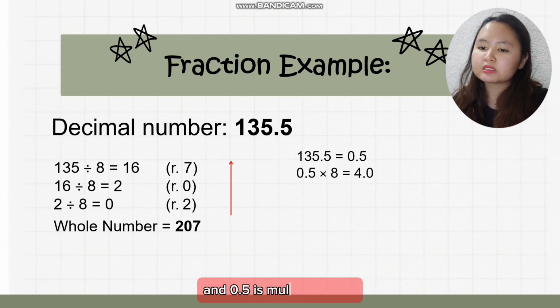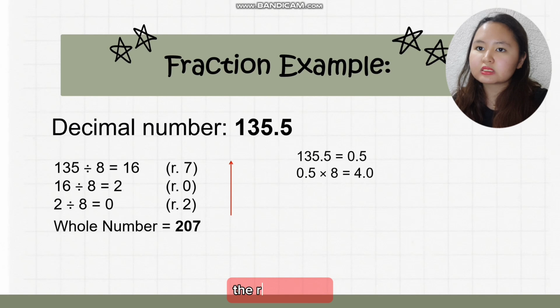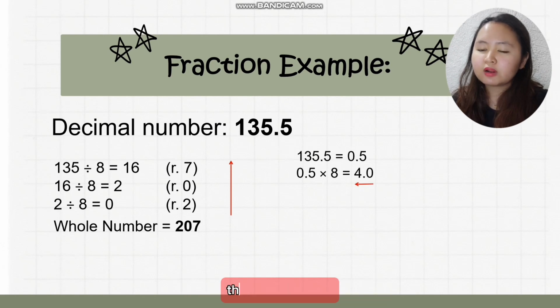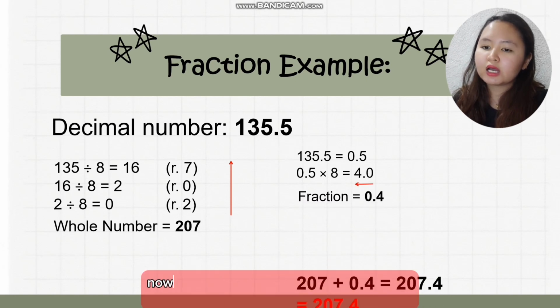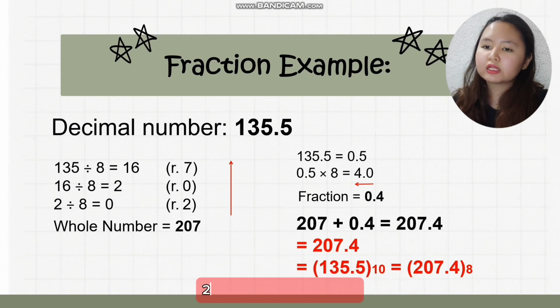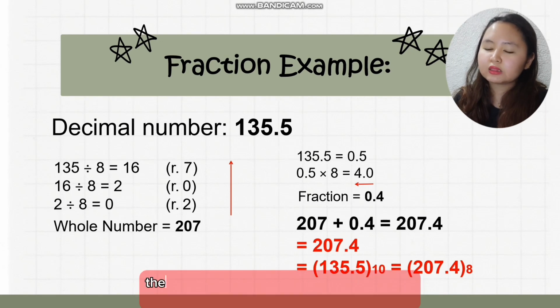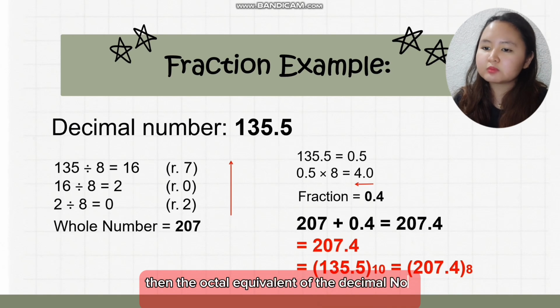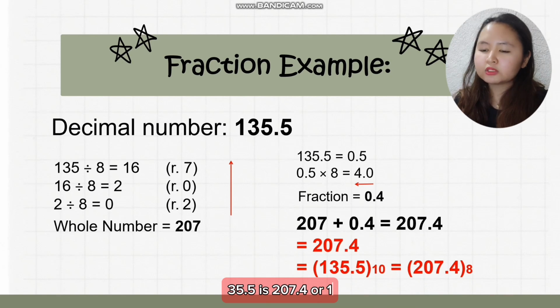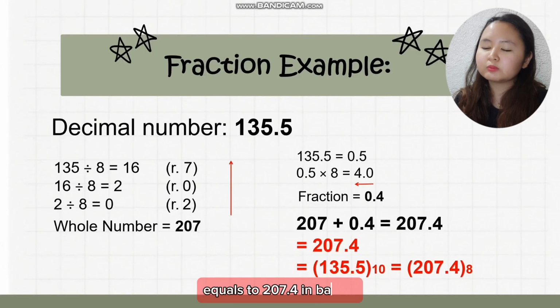0.5 multiplied by 8 is 4.0. No decimal part remains, so the fraction is 0.4. Now adding the fractional part to the whole number octal representation, 207 plus 0.4 equals 207.4. Then the octal equivalent of the decimal number 135.5 is 207.4, or 135.5 in base 10 equals 207.4 in base 8.